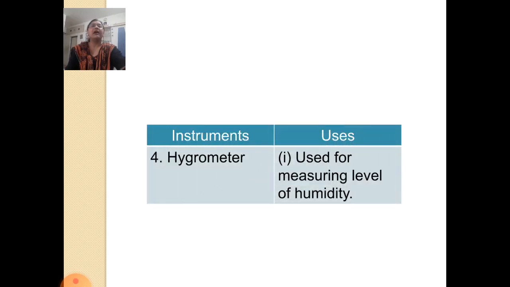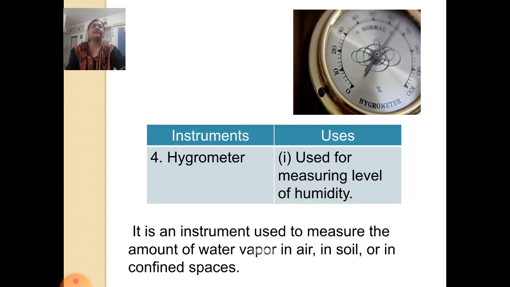Next one. Hygrometer is used for measuring the level of humidity, which is option I. It is an instrument used to measure the amount of water vapor in air, in soil, or in confined spaces.